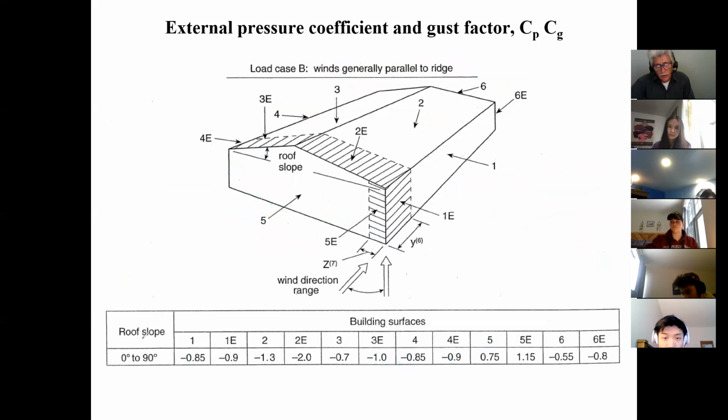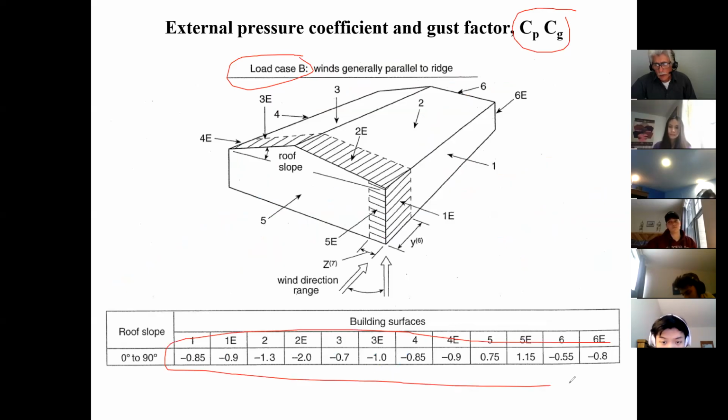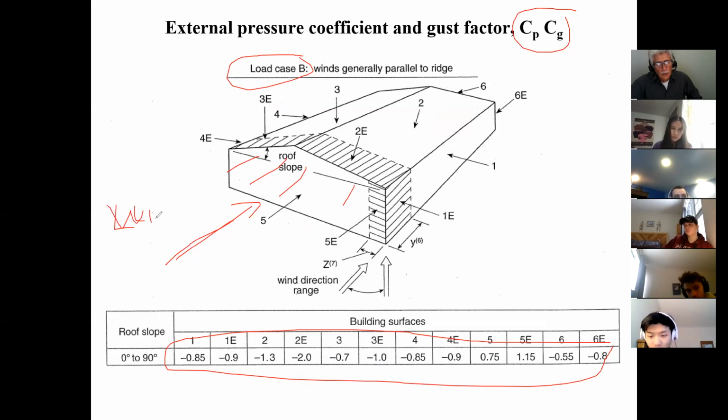So guys, like I said, for load case B, the values of CP, CG for that equation, you get them straight from this table. And like I said, all the surfaces are negative except for the one. Now guys, just so you understand some terminology, if the wind is blowing this way, this side here is called, if you ever hear this term, the windward side.